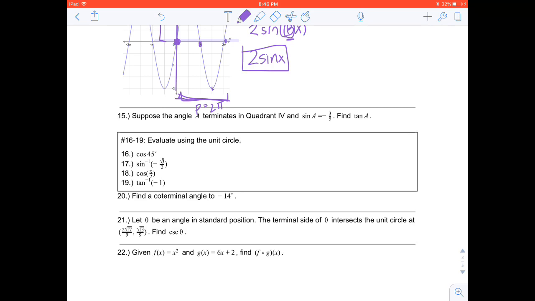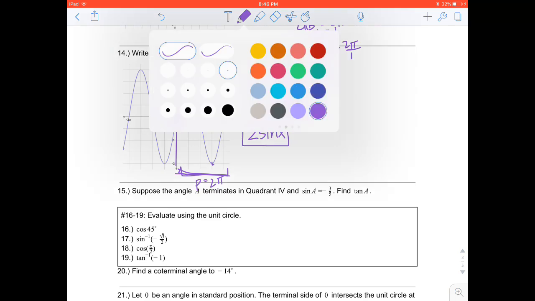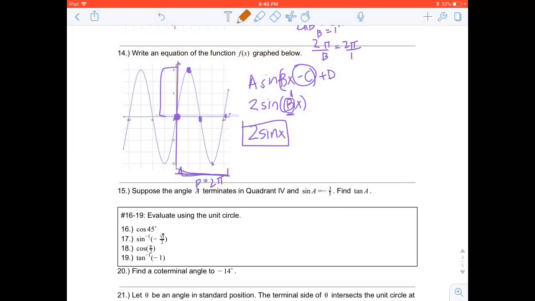15 says, suppose the angle A terminates in quadrant 4 and sine of A is equal to negative 3/5. We want to find tangent A. So this is giving me 2 key pieces of information. First of all, it's telling us what quadrant our angle is in. So I'm going to draw that angle right in quadrant 4, which is down here. And I'm going to draw it as a triangle. So close it up, going towards the x-axis.